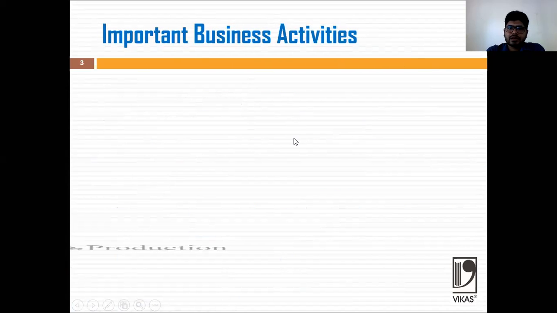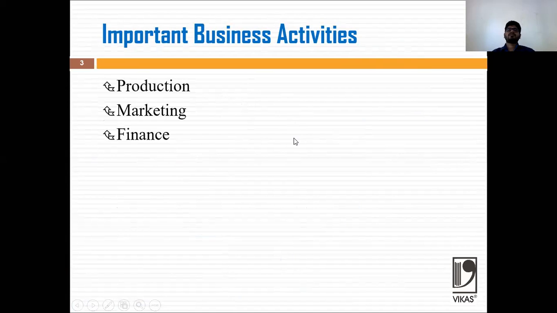Yeah, now let's move. Important business activities, right? For a business, for an organization, it's a commercial organization, there are a lot of activities. Out of these activities, there are mainly three major activities. That is production function, production activities. If it is a manufacturing organization, they are involving production of goods and services. If it's a trading organization, they buy and sell, right? So buy the item. So instead of production, we have to consider as main activity purchase, inventory, right? Making inventory.